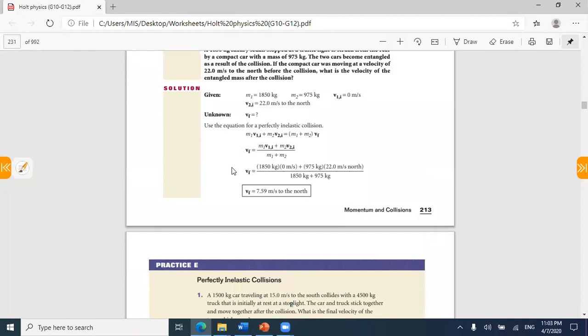So here in the sample problem, V final is equal to M1 V1 initial plus M2 V2 initial over the total mass, which is M1 plus M2. So M1 is 1850 times V1 initial, which is 0. Anything times 0 is 0, plus M2, which is 975, times the V2 initial, which is 22, over the total mass, which is 1850 plus 975, and you are going to get 7.59 or 7.6 meters per second to the north. Let me give you one more example.